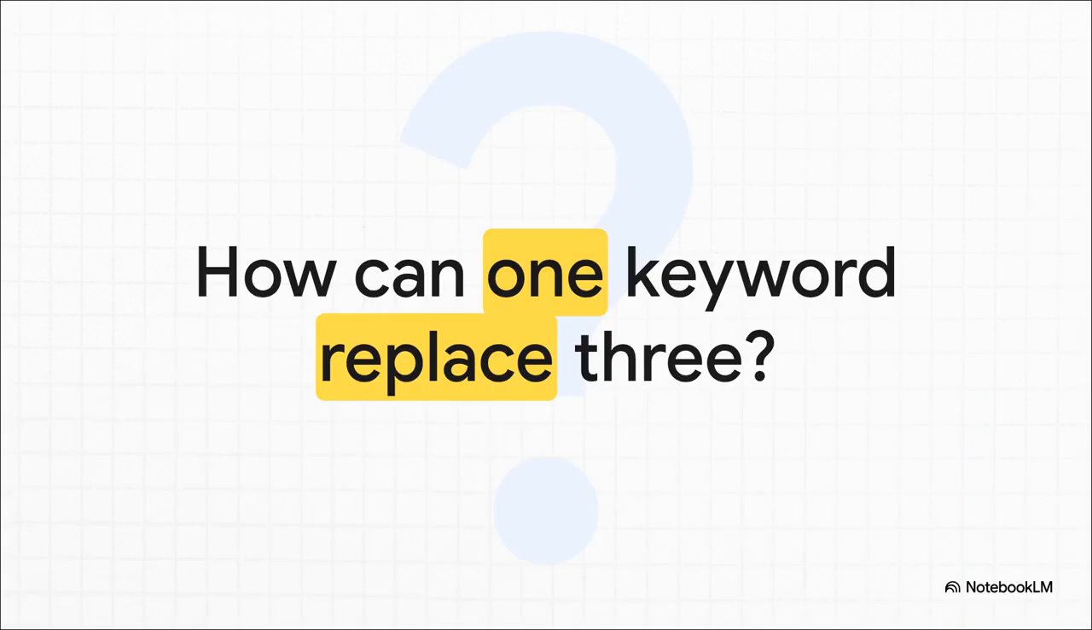It all really starts with this one simple question. How is it possible for one single keyword to do the job of three? And this isn't just some random syntax choice. It's a real window into Go's entire design philosophy. Keep it simple, keep it clear, but make it powerful.